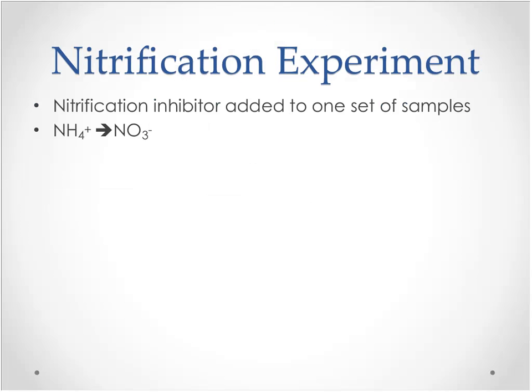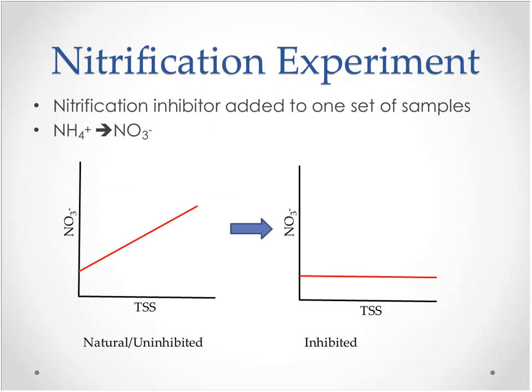So then moving back to the nitrification aspect of this experiment, remember we added nitrification inhibitor to one set of the samples, and again, nitrification is converting ammonium into nitrate. So in a natural, uninhibited sample, from those past results, we expect to see that increase in nitrate with increasing sediment. And in the inhibited sample, what that inhibitor should do is not allow for any nitrate to be produced.